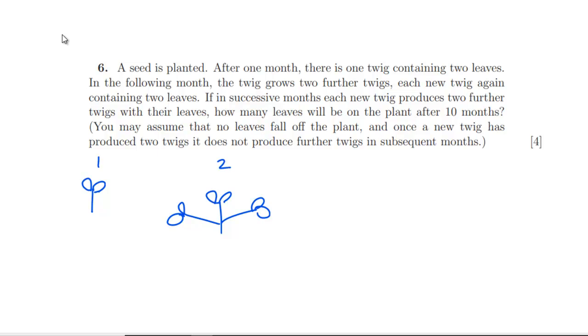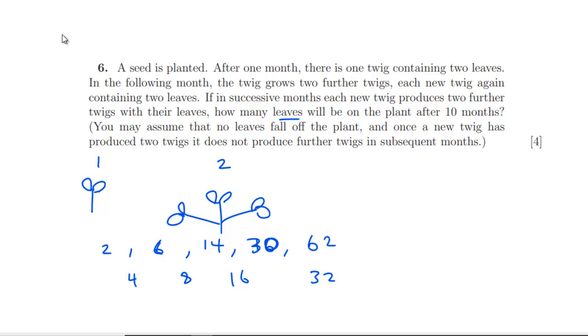So that's 1, 2. What do we want? We want twigs or leaves? No leaves drop off. How many leaves? So we want leaves. So we're going from 2 to 6. After the 3rd month, we're going to get 2 times 4 onto that, so that'll become 14. And then we're going to have 4 times 4, so we'll add on 16, which makes 30. So we're going up by 4, 8, 16, 32, so we'll end up with 62.